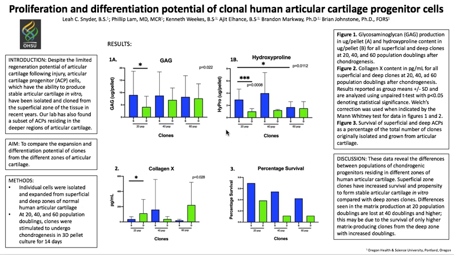So, in conclusion, these data reveal the differences between populations of chondrogenic progenitors residing within the different zones of normal human articular cartilage. Superficial zone clones have increased survival and propensity to form stable articular cartilage in vitro compared with deep zone clones. Differences seen within the matrix production at 20 population doublings are less at 40 population doublings and higher. This is likely due to the fact that only higher matrix producing clones that are less likely to hypertrophy from the deep zone make it to both 40 and 60 population doublings.